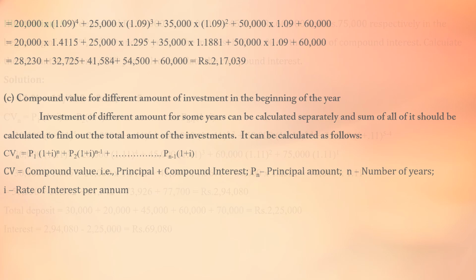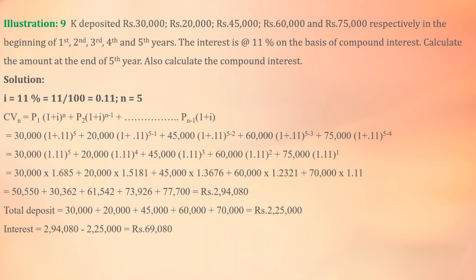Illustration 9. K deposited 30,000 rupees, 20,000 rupees, 45,000 rupees, 60,000 rupees and 75,000 rupees respectively at the beginning of the first, second, third, fourth and fifth years. The interest is at 11% on the basis of compound interest. Calculate the amount at the end of the fifth year. Also calculate the compound interest.